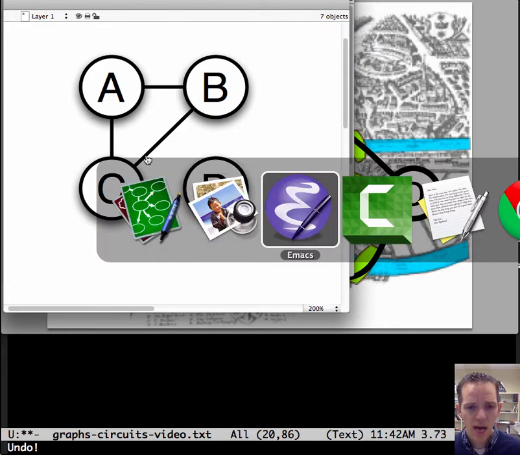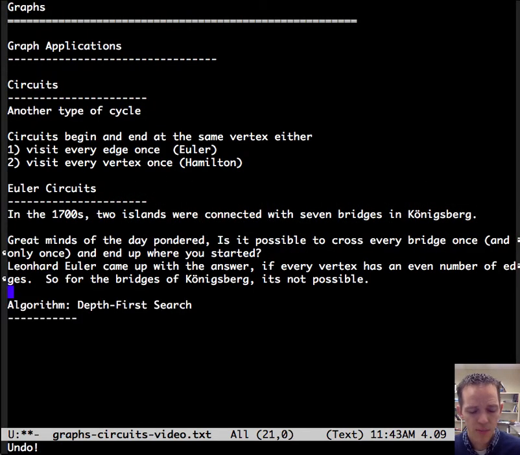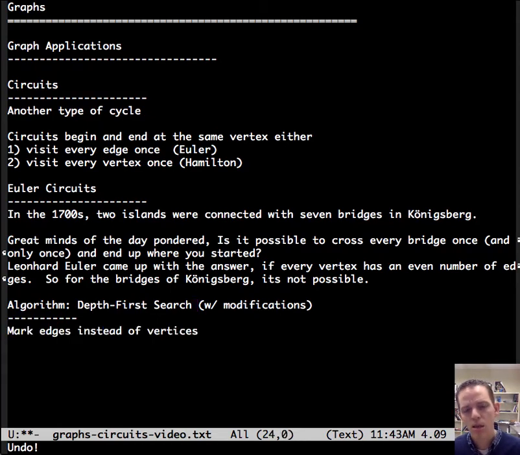So let's talk about an algorithm to be able to calculate an Euler circuit. Well, an extremely common algorithm is a depth-first search, but with modifications, because otherwise it wouldn't work. So with depth-first search, we mark the vertices as queued or visited, but now we're going to mark the edges as visited or used instead of the vertices. Now this is going to cause some cycles, and that's okay. That's what we're looking for. We want it to cause some cycles.